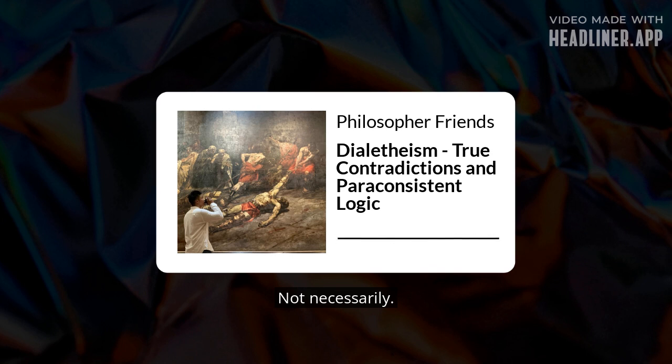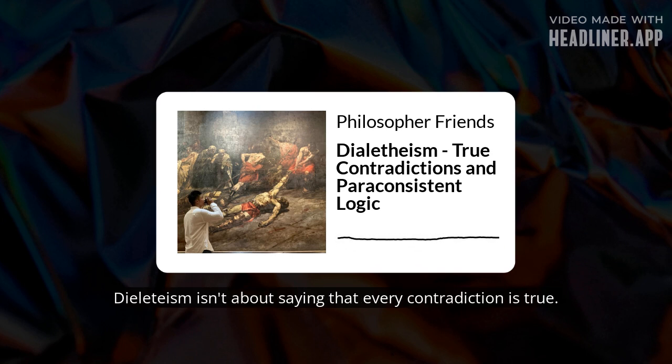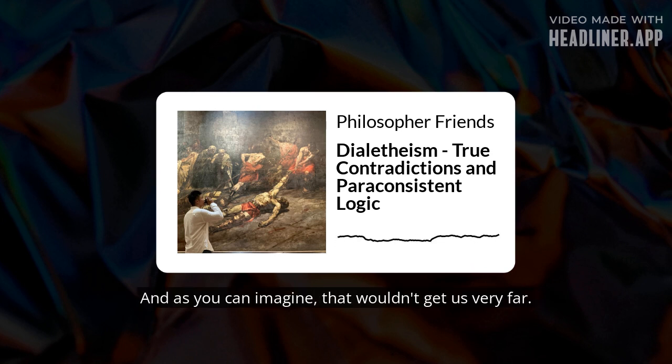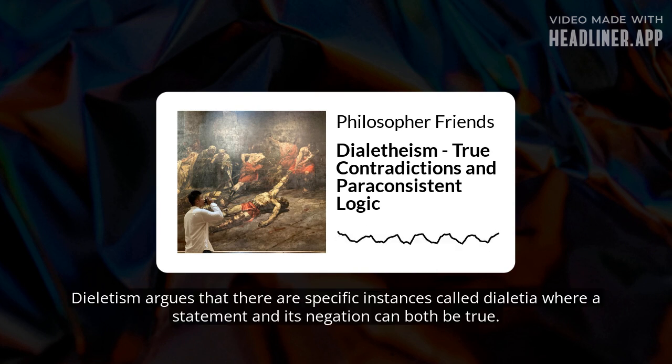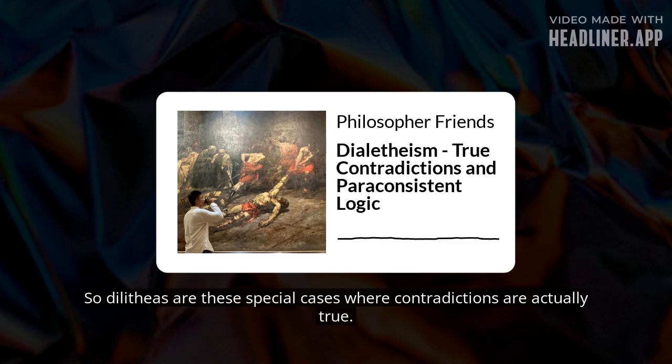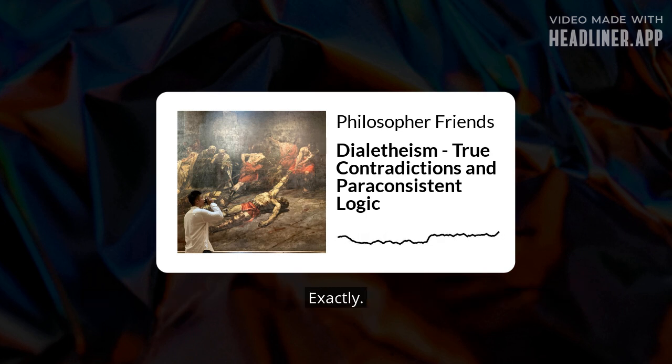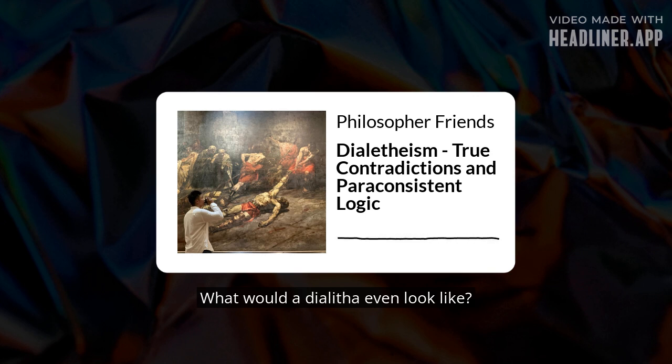Not necessarily. Dialetheism isn't about saying that every contradiction is true. That would be what's called trivialism. And as you can imagine, that wouldn't get us very far. It's a much more nuanced position. Dialetheism argues that there are specific instances called dialetheas, where a statement and its negation can both be true. So dialetheas are these special cases where contradictions are actually true. Exactly. Give me an example. What would a dialethea even look like?